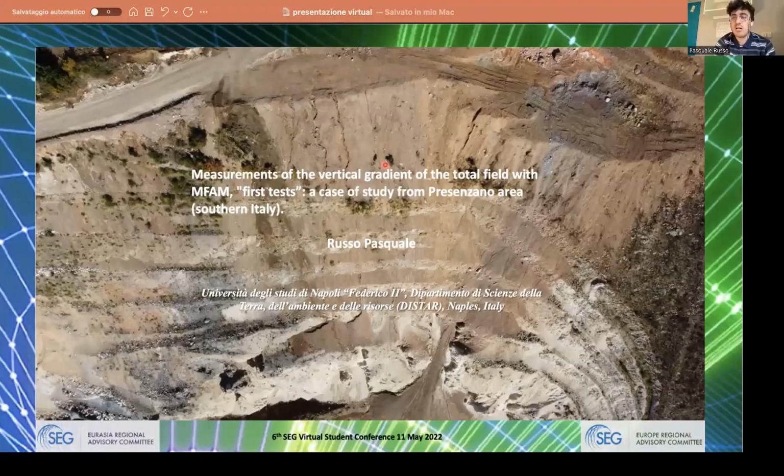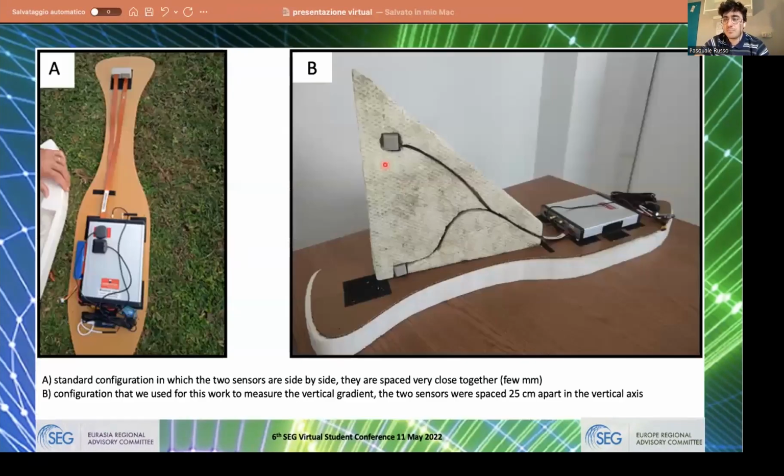Hi everyone, I'm Pasquale Russo and I'm a geophysics student from the University of Naples, Federico II. I'm also a member of the student chapter of Naples, and today I present my dissertation work about the measurement of the vertical gradient of the total field that I made with the FAM magnetometer in the area of Presenzano in southern Italy. The aim of this study was to test for the first time the FAM magnetometer in a vertical configuration and compare the result with the measurement of the total magnetic field.